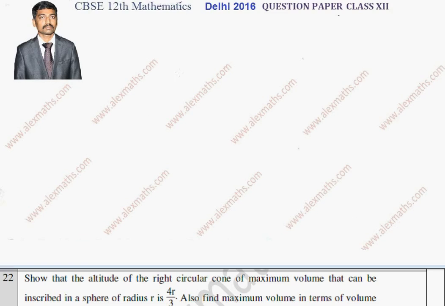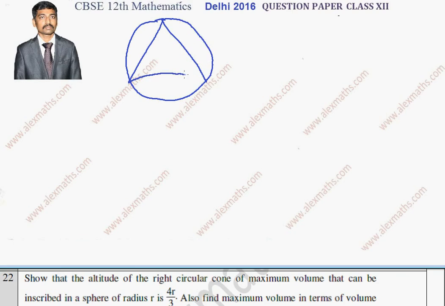Question number 22. Show that the altitude of the right circular cone of maximum volume that can be inscribed in a sphere of radius r is 4r by 3. Also find the maximum volume in terms of the volume of the sphere. So consider this diagram. We have a sphere and we have a cone inside of the sphere. This is the center of the sphere.